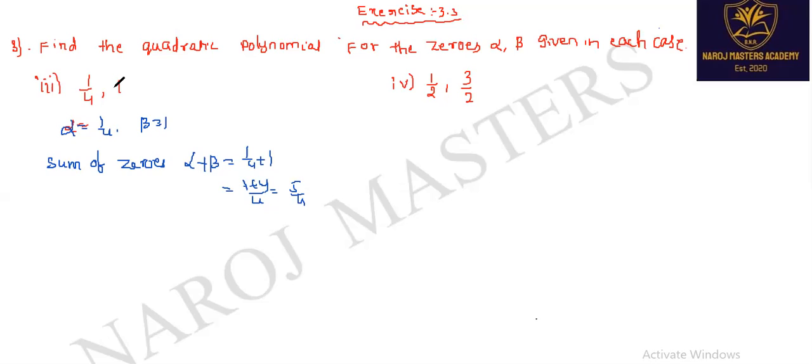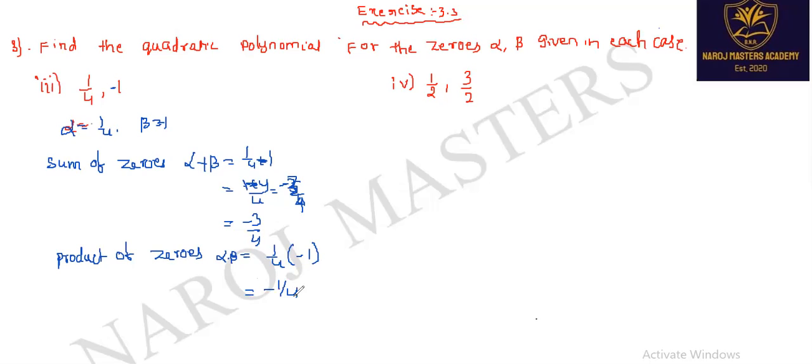Or this is minus 1. I think from the textbook this is minus 1. So this is minus 1, so this is minus 4. So minus 4 plus 1 is minus 3, so minus 3 by 4. So alpha plus beta is minus 3 by 4. Then find the product of the zeros, alpha into beta, that equals 1 by 4 into minus 1, that equals minus 1 by 4.